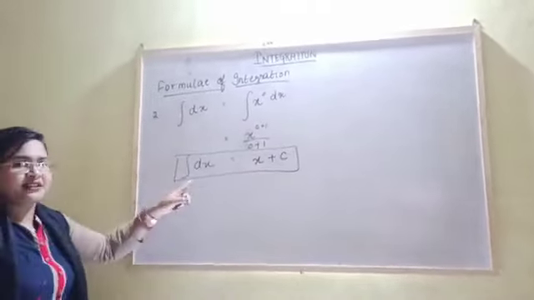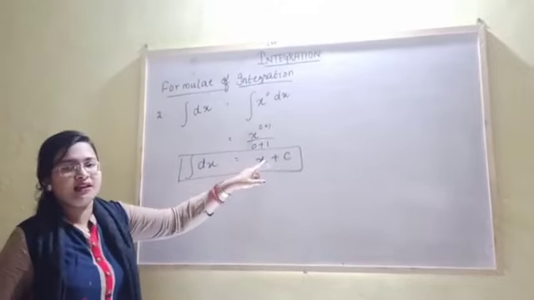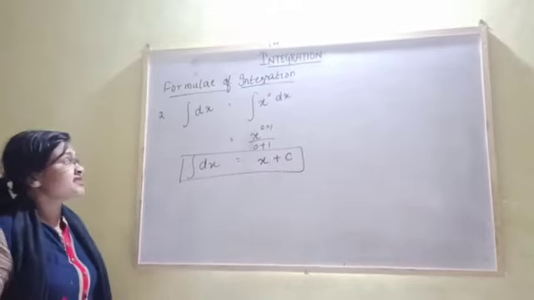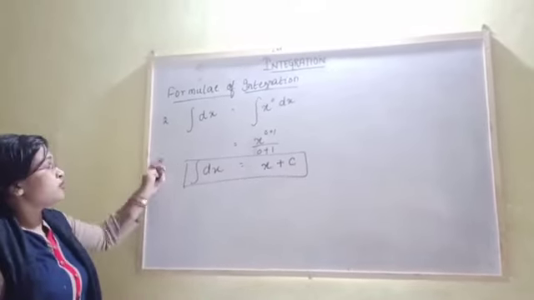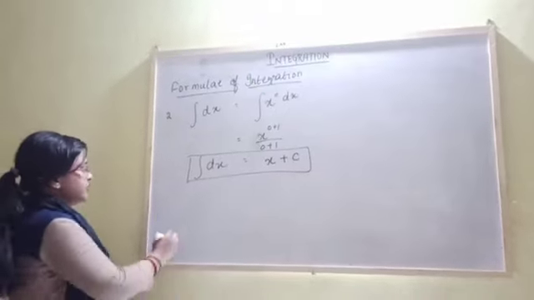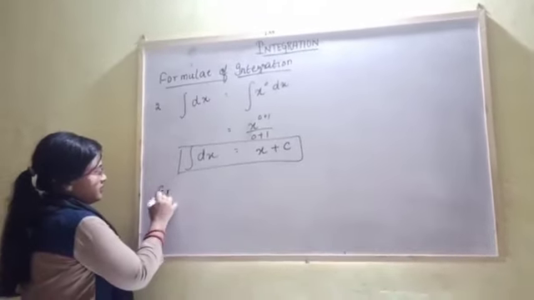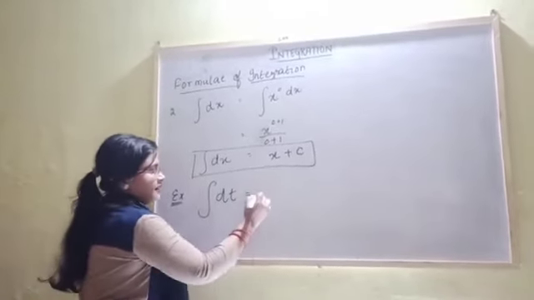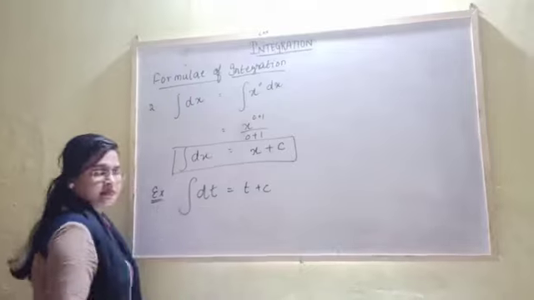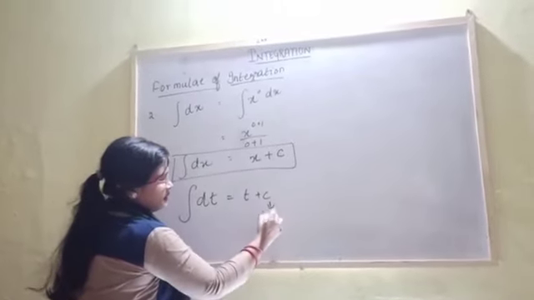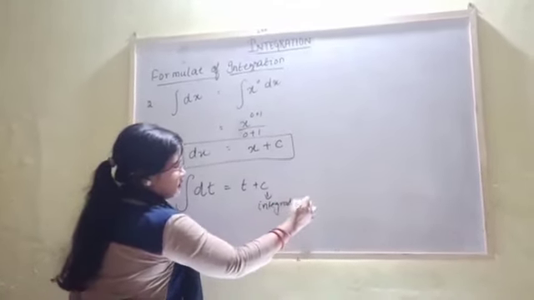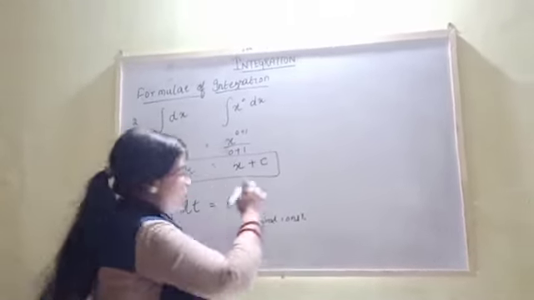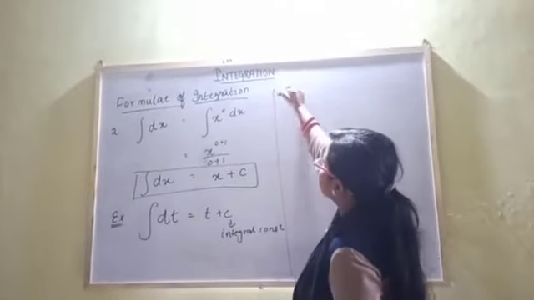Whenever integration of dx comes, directly write x plus c, because this is an indefinite integral. Clear? This is the second formula of integration. Whenever you are asked to find the integration of dt, simply write it as t plus c, where c is the integral constant. Now let's move on to our third formula.